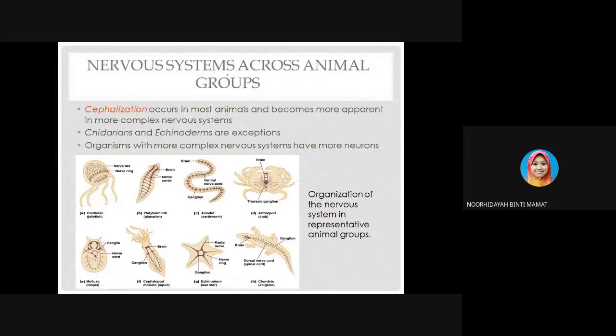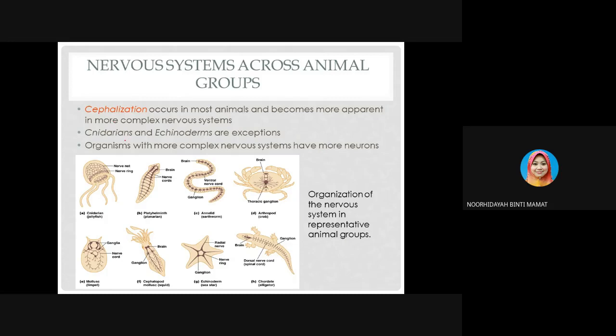The nervous system across the animal groups. Okay, so we are talking about cephalization. Specialization occurs in most animals and becomes more apparent in more complex nervous systems. Just now we already learned the term cephalization, which is actually the sense organs that are concentrated at the anterior end.